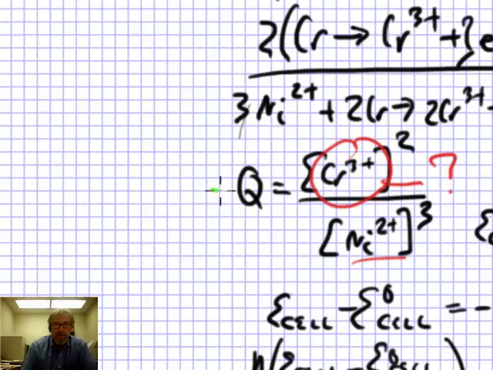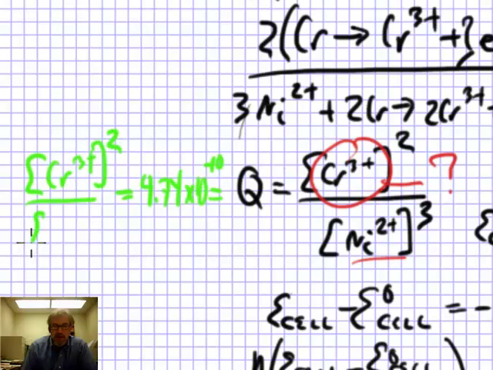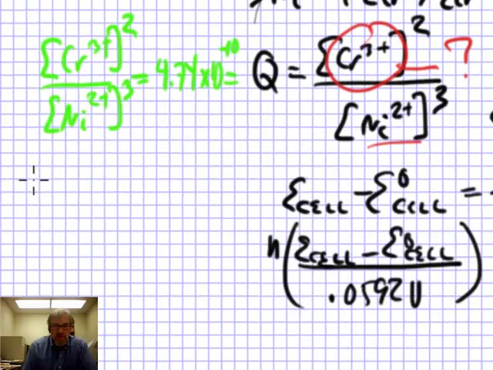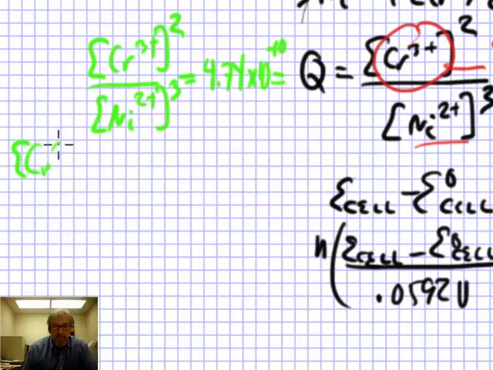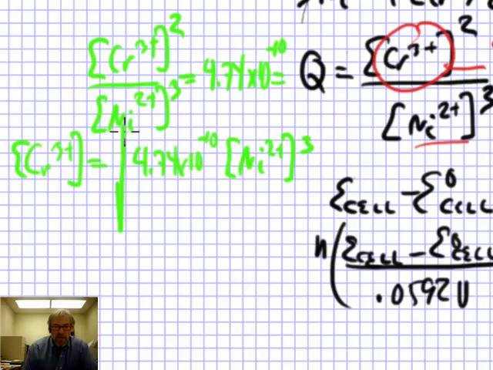Knowing that Q is equal to 4.74 times 10 to the negative 10th, and that that's equal to concentration of chromium 3 plus squared over concentration of nickel 2 cubed, we can solve for concentration of chromium 3. So concentration of chromium 3 is equal to the square root of 4.74 times 10 to the negative 10th times concentration of nickel 2 ions cubed. Just solving that equation for chromium 3 concentration.